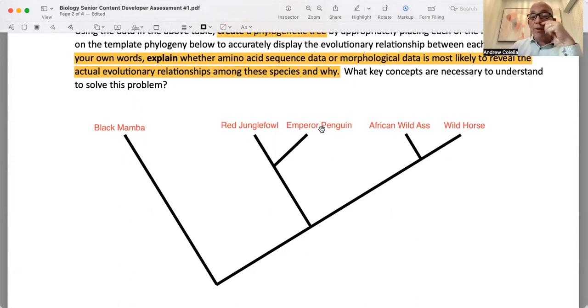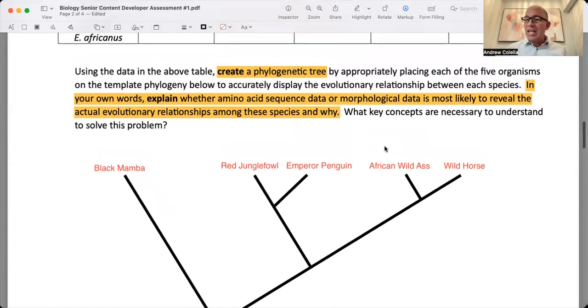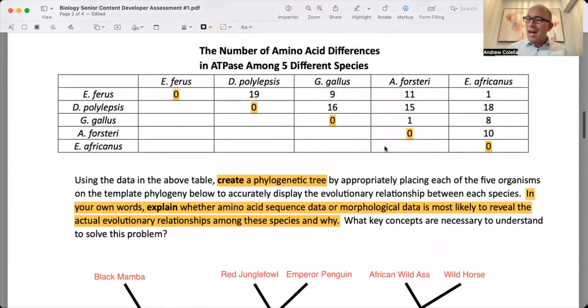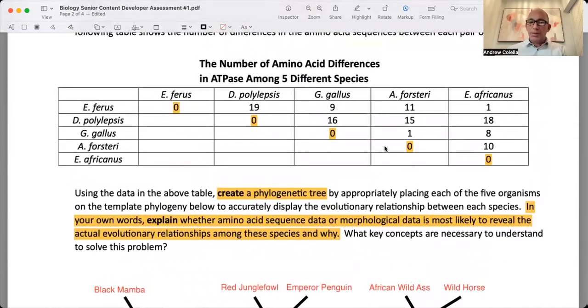The one thing I'm not as confident on is how do I know I have the 2 birds here, the jungle fowl and the penguin, in the right place, and the wild ass and the horse in the right place. And it's got to be in the data. There's got to be a pattern there that's identifiable. And I think the one that we're really going to look at is the fact that the differences change as we go along the line.